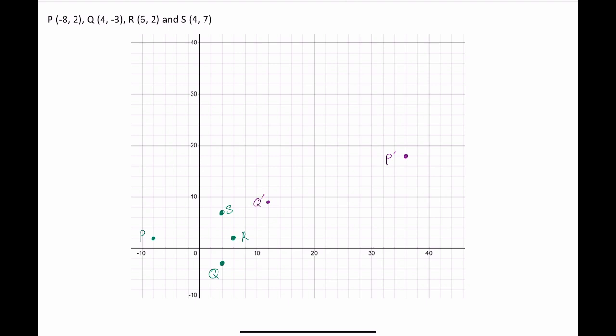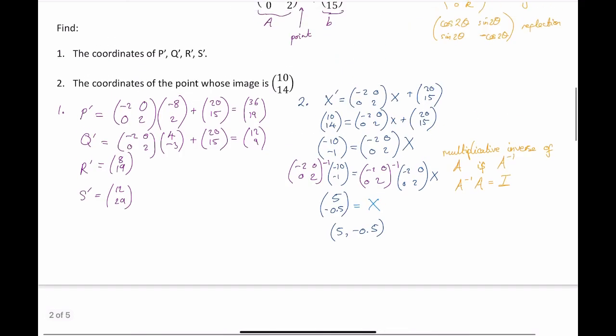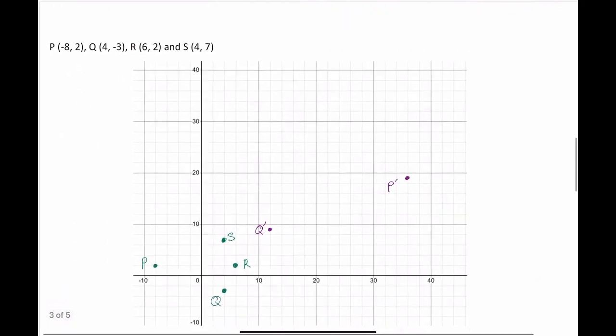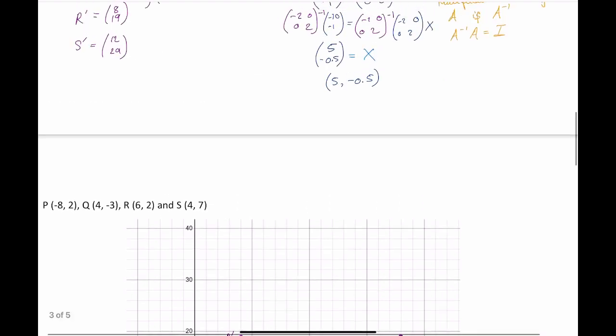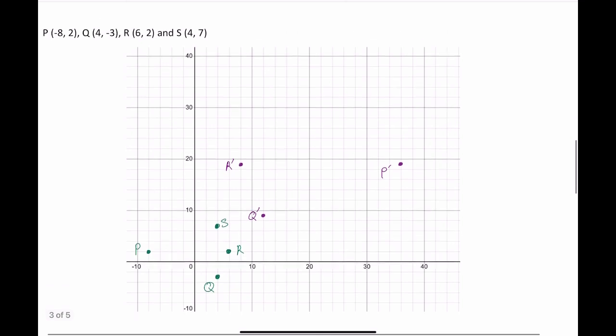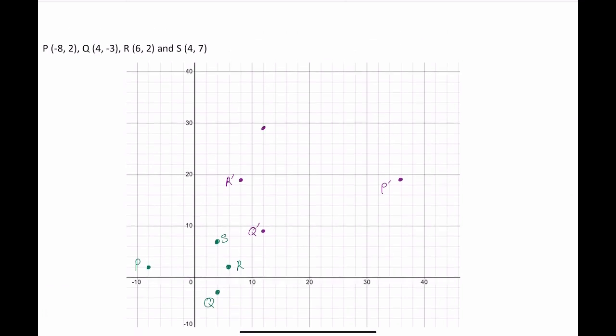Beg your pardon, P should be slightly further up. I've just misread that scale. Okay, R dash is at (8, 19), so that's going to be there. And S dash is at (12, 29). Okay, so if you imagine connecting these up, we can see that it's a sort of kite shape.